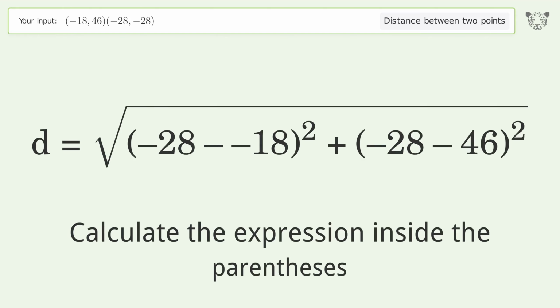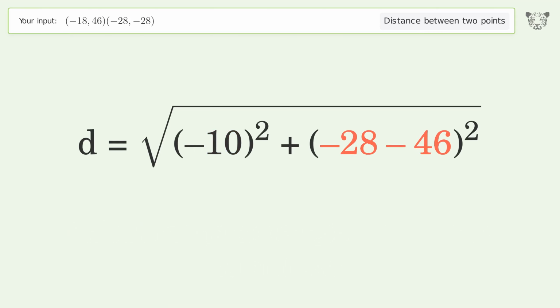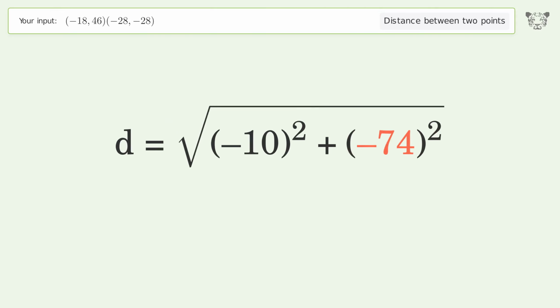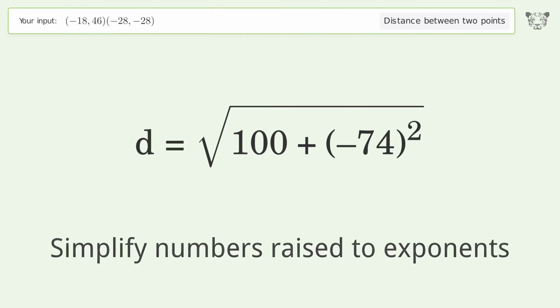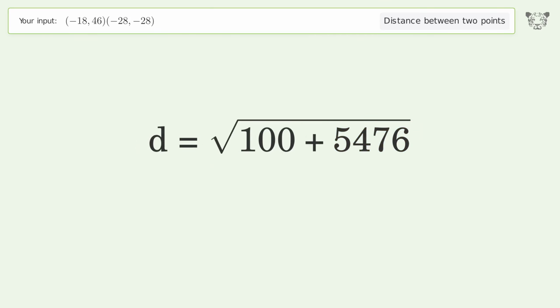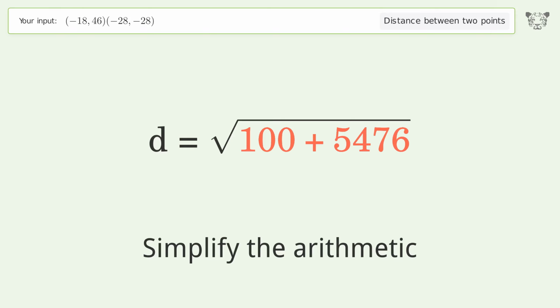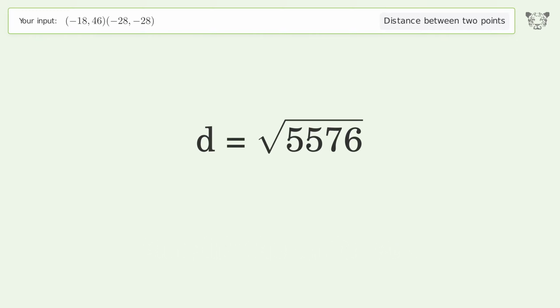Calculate the expression inside the parentheses. Simplify numbers raised to exponents. Simplify the arithmetic. And so the distance between the 2 points is the square root of 5,576, or 74.673.